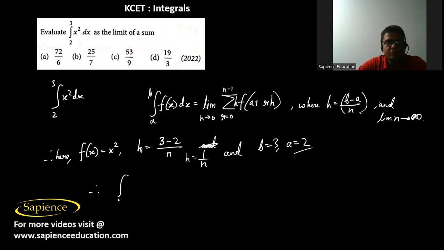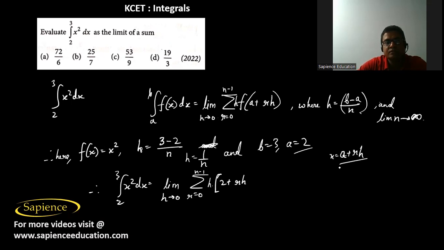So therefore the integral from 2 to 3 of x squared dx can be written as limit h tends to 0, summation r goes from 0 to n minus 1, h into f of 2 plus rh. This is x, which will be 2 plus rh, since x is equal to a plus rh always, and it is x whole square, so this is 2 plus rh whole square.